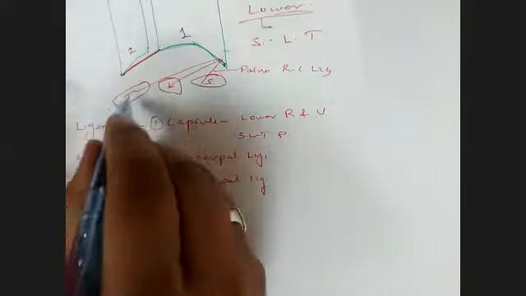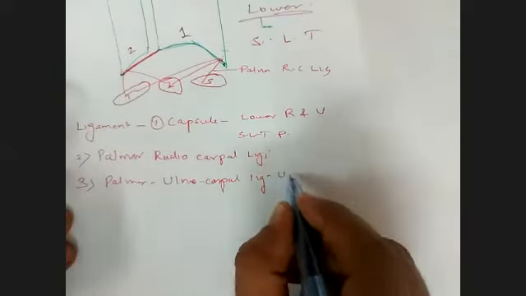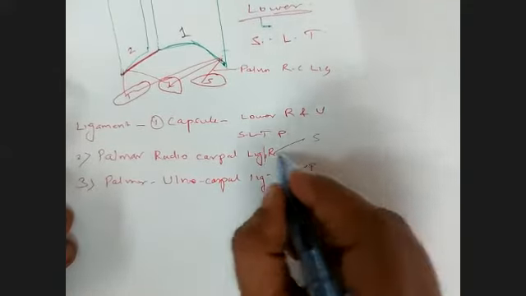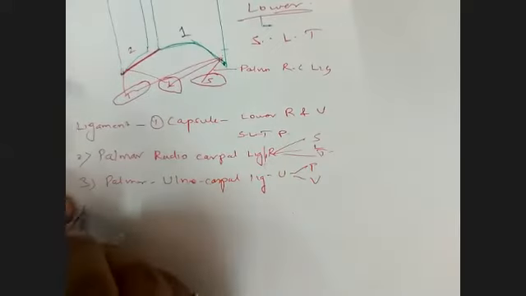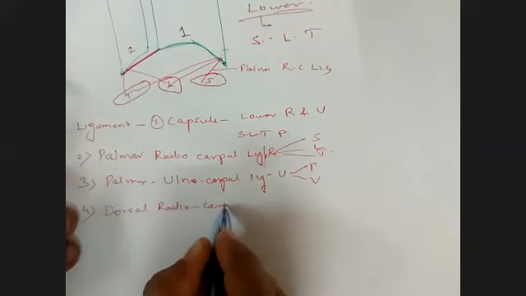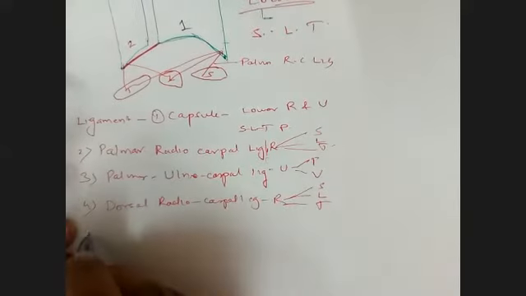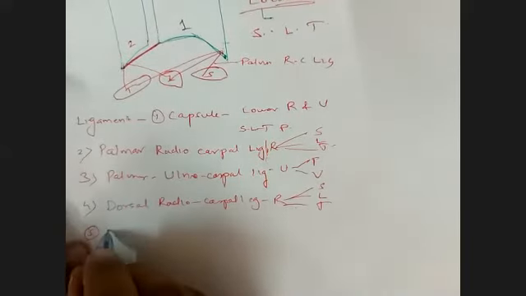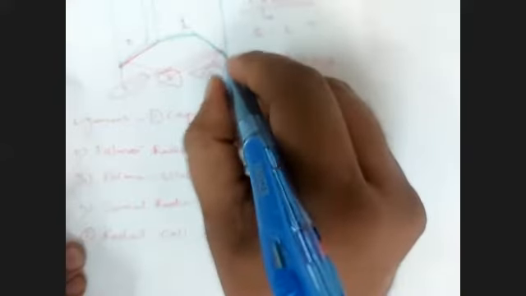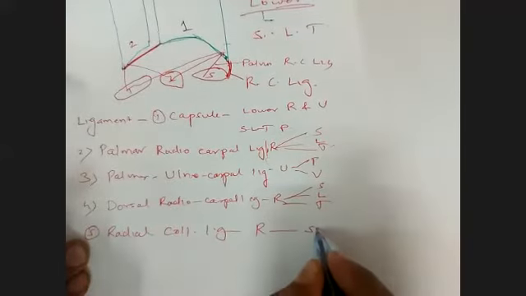The palmar ulnocarpal ligament starts from the ulna and goes to the triquetral and the lunate bone. The palmar radiocarpal ligament goes from the radius to the scaphoid, lunate, and triquetral. Then the fourth is dorsal. On the dorsal side, there is only the radiocarpal ligament, which again goes from the radius to the scaphoid, lunate, and triquetral. The fifth ligament is the radial collateral ligament, which starts from the radius and goes to the scaphoid.